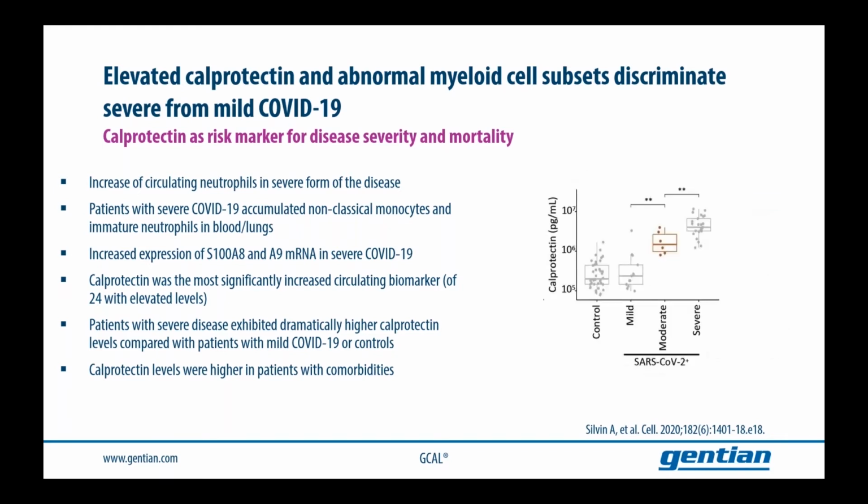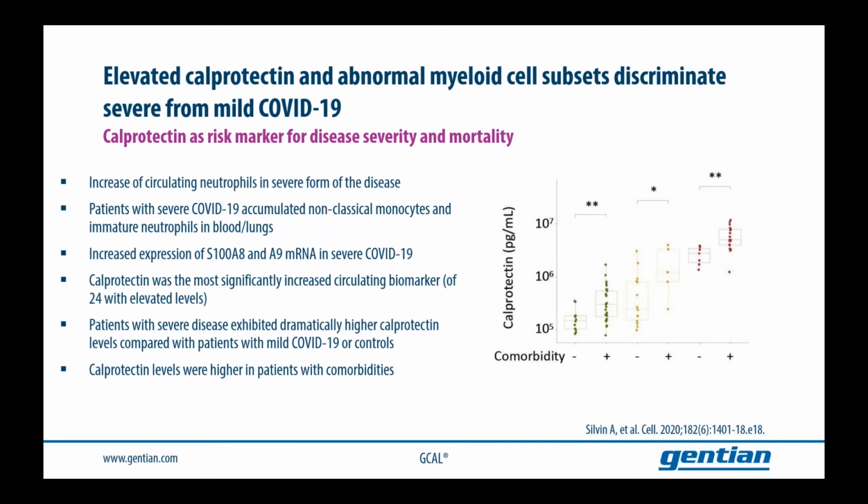Patients with severe disease exhibited dramatically higher calprotectin levels compared with patients with mild COVID-19 or controls, and calprotectin levels were higher in patients with comorbidities, including diabetes mellitus, obesity, cardiovascular and respiratory diseases, and cancer.